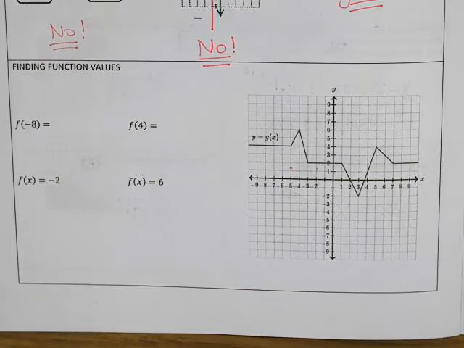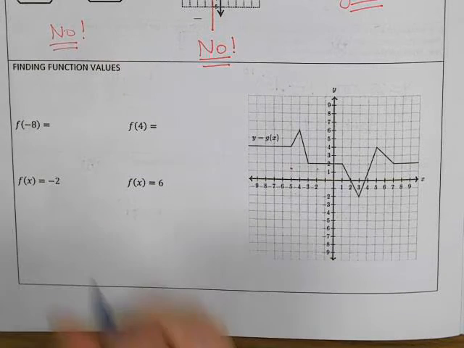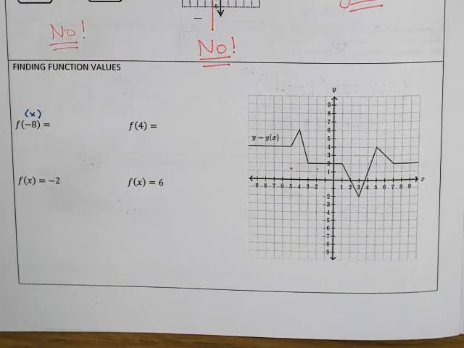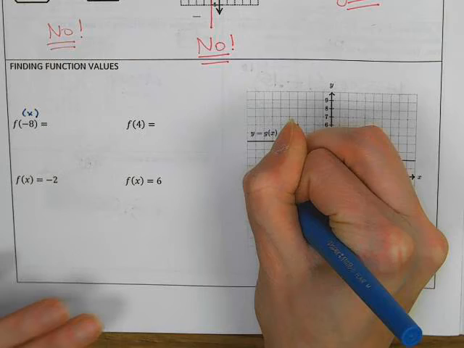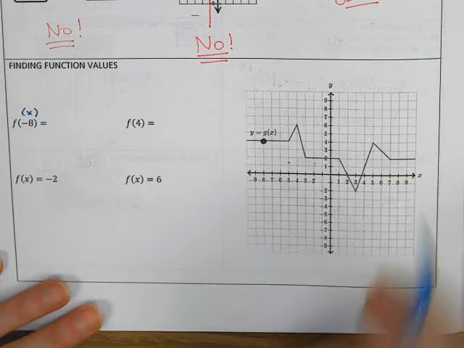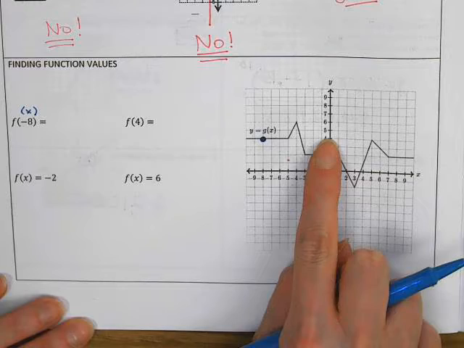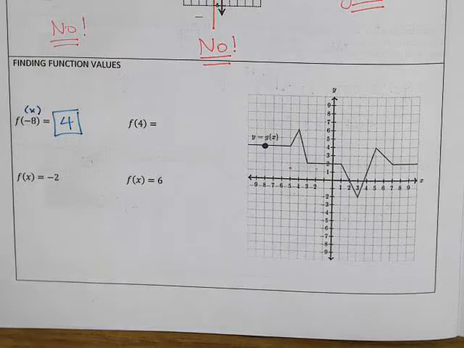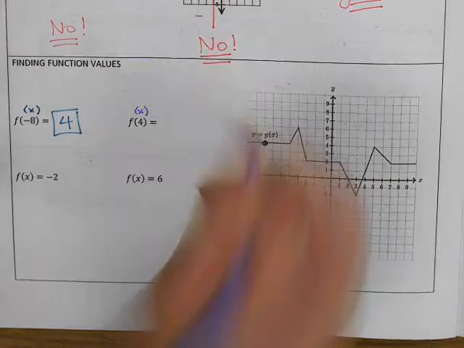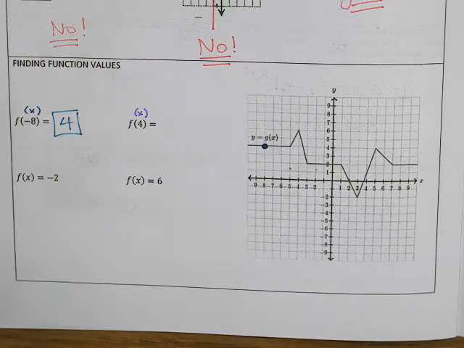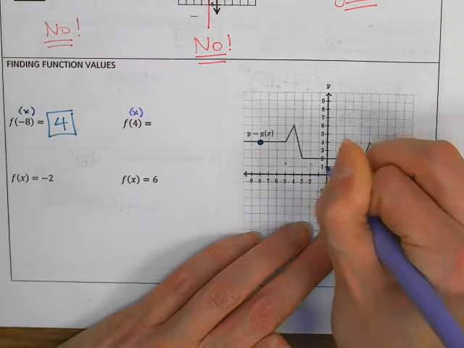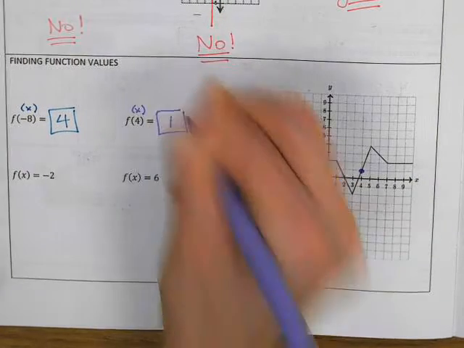And then lastly was based on a graph, finding different values. So f of negative 8, remember this number always means the x. So go to x equals negative 8 and then trace it up to the graph. What y value is that? And that's at 4. So this one's 4. This one, when x is 4, what is the y value? So we go to x equals 4, and it hits the graph here, and that's when y equals 1. So that one's just 1.